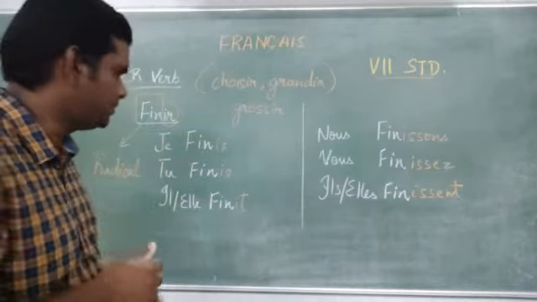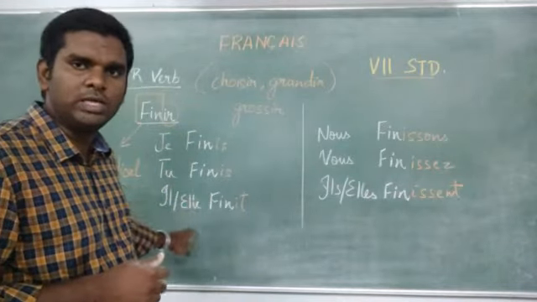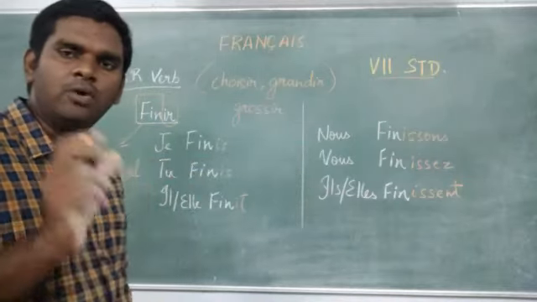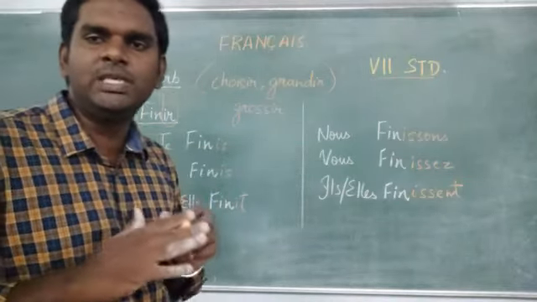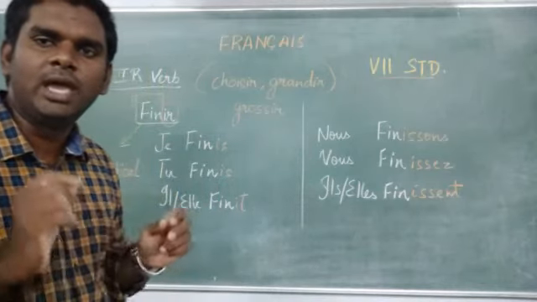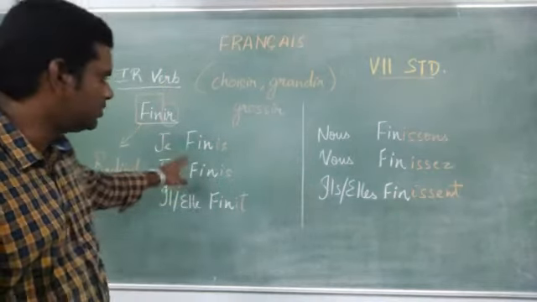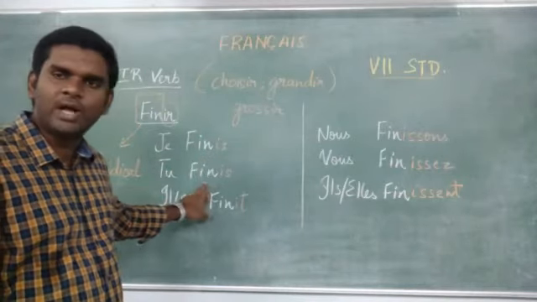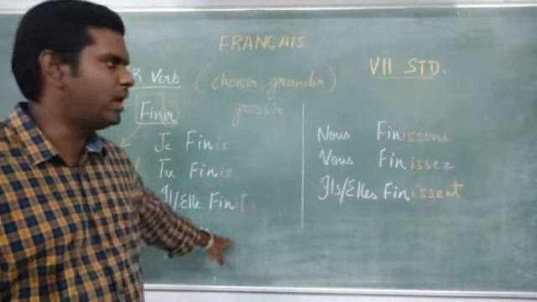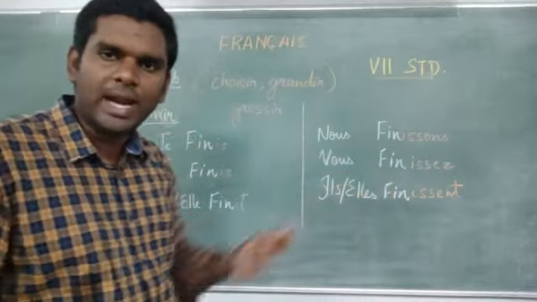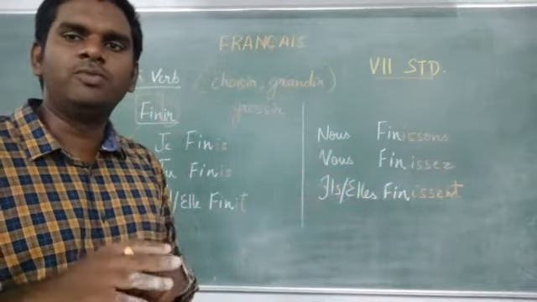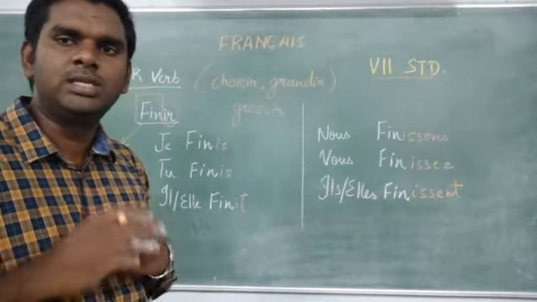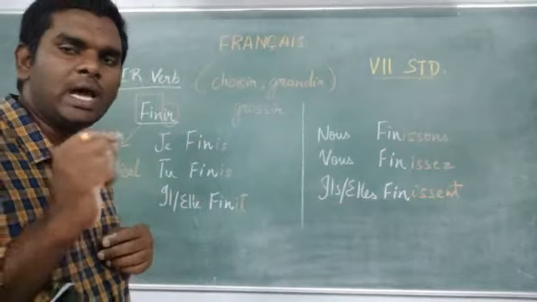For example, je, tu, il, nous, vous, ils. For this, the radical will be the same. What is the radical? F-I-N. I have given that in white color, F-I-N. So the radical remains the same. Now we deal with the endings. The endings will change. That is the IR conjugation.